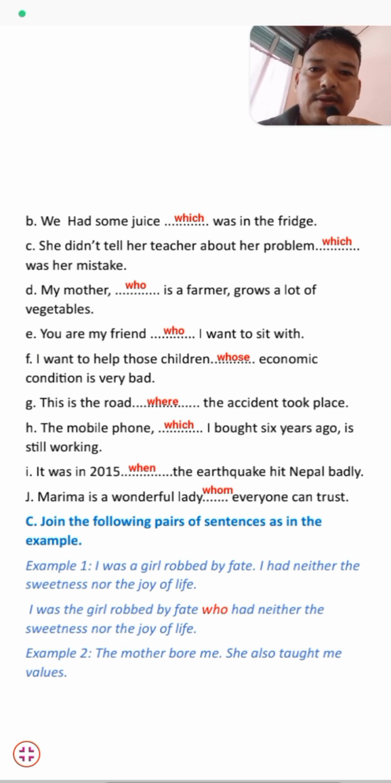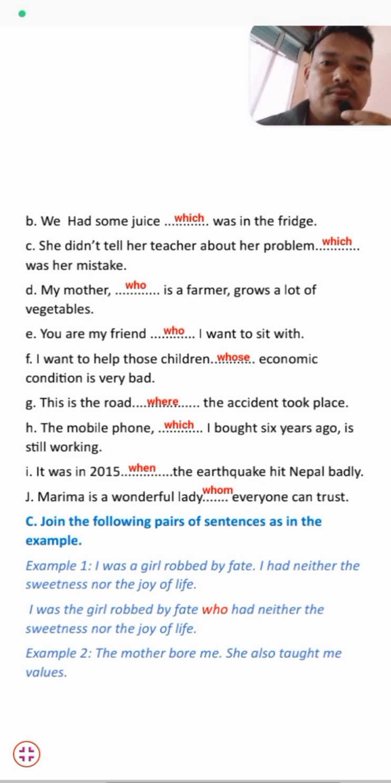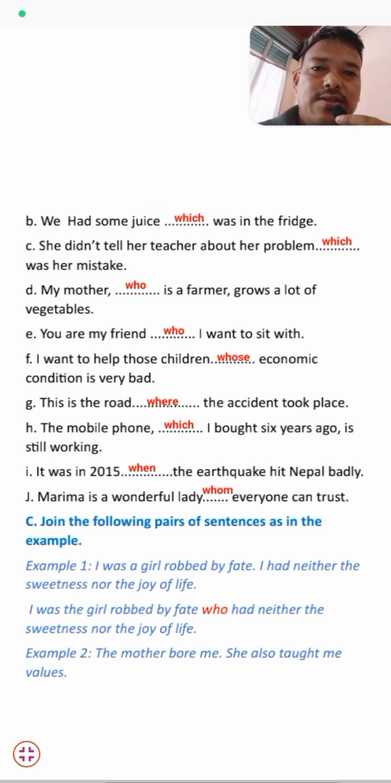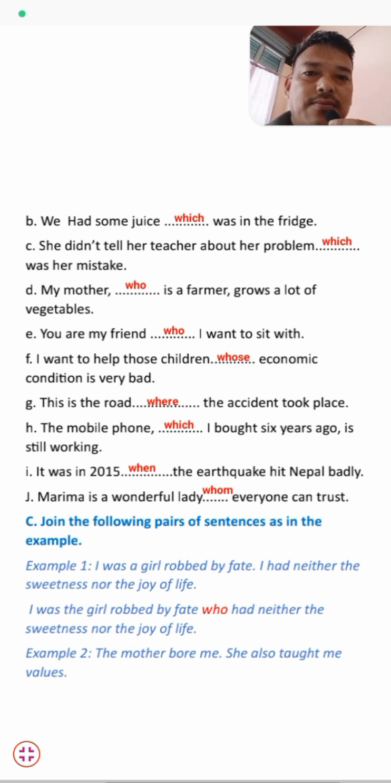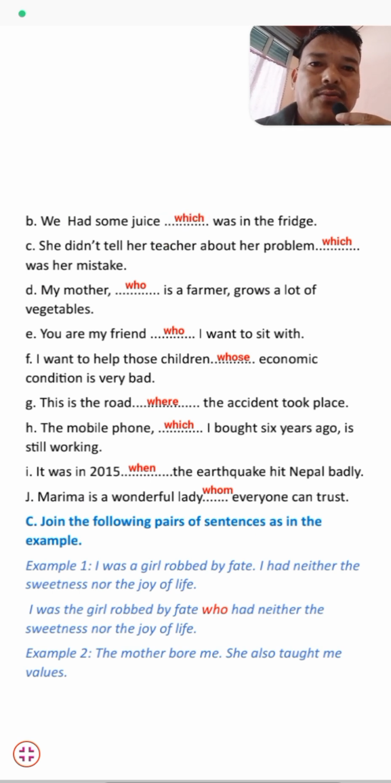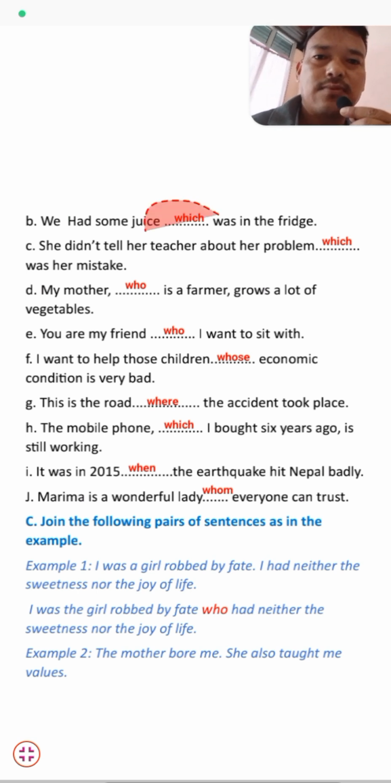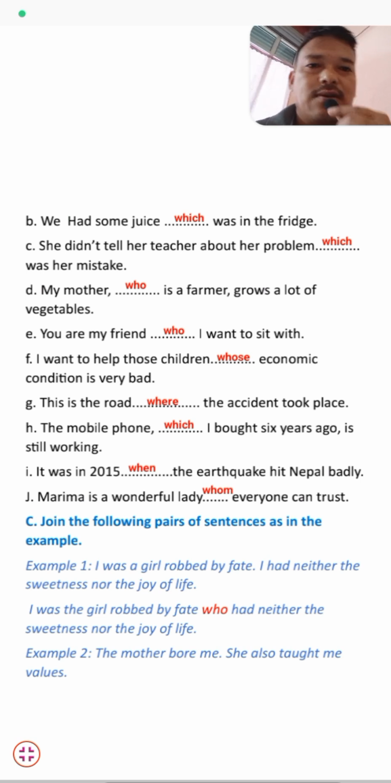Next is number B. We had some juice dot dot was in the fridge. So we had some juice, and here the word is which, which was in the fridge. Students, one thing: who and whom are always used for a person, which and that are used for things, and where we use for a place. That you have to know first.